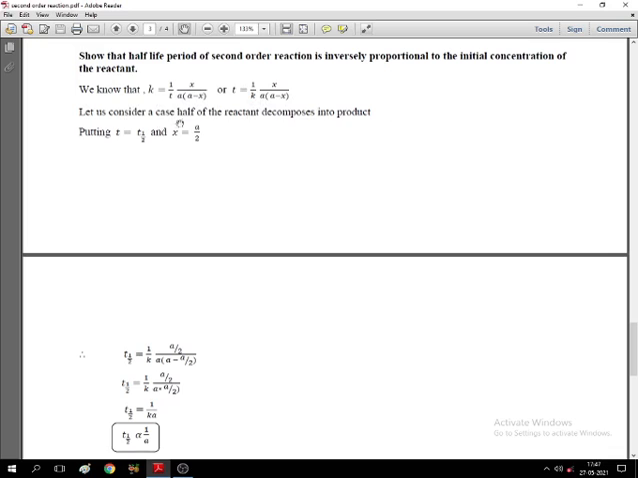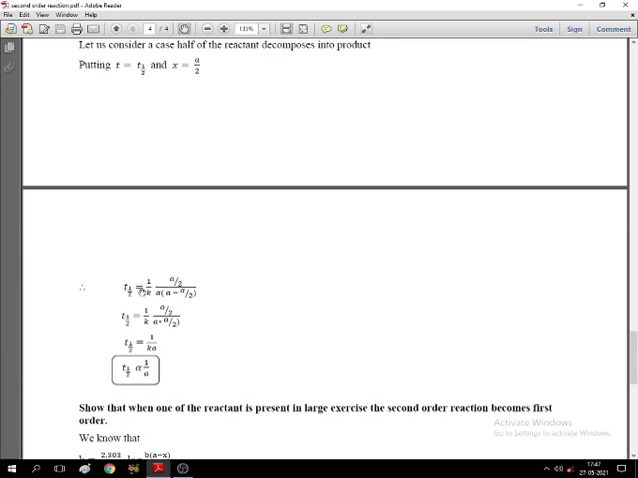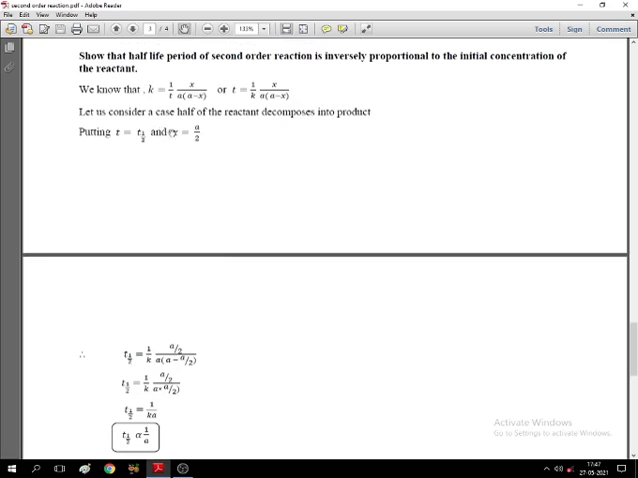Let us consider the case half of the reactant decompose into the product. At that time t is equal to t half and x is equal to a by 2. If we put the values, t च्या जागी t half, 1 upon k as it is, x च्या जागी काय येईल a by 2, a as it is minus a by 2. Now A madun A by 2 गेलं, इथं राहिलं A by 2. Now this A by 2, this A by 2 get cancelled. Here we get t half is equal to 1 upon k into a.